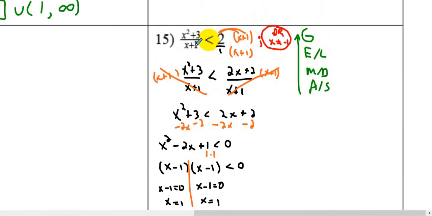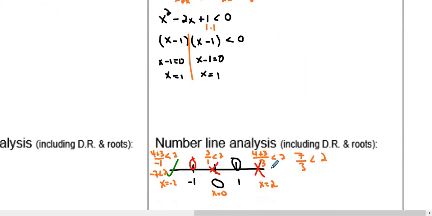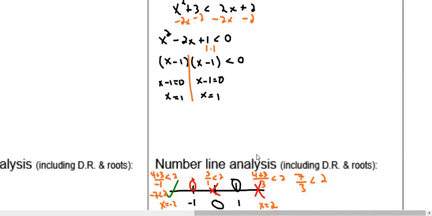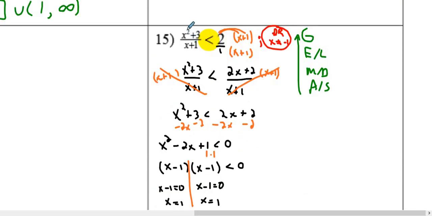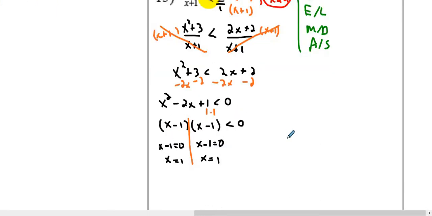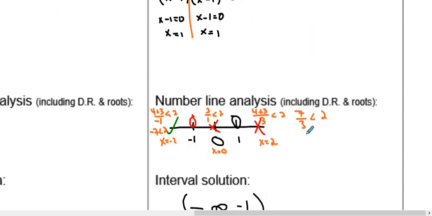So 0 in here would give me 3 over 1. Is 3 over 1 less than 2? False. So big fat no. And then after 1, I pick 2. So if I put 2 in here, I get 4 plus 3, which is 7, over 2 plus 1, which is 3. So 7/3 is not less than 2. And some kids get uneasy. They're like, what? Check x.